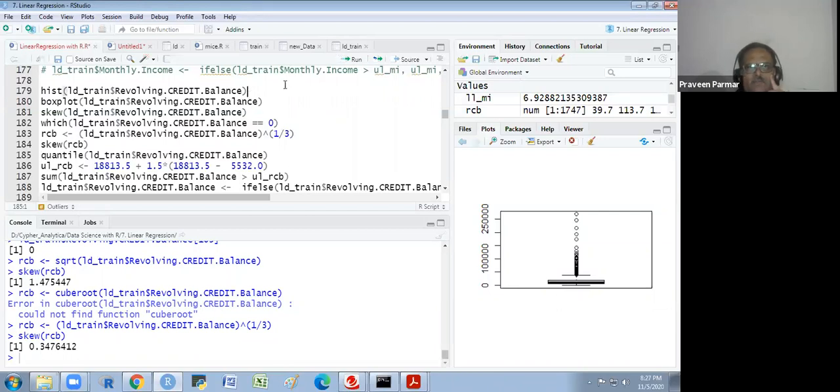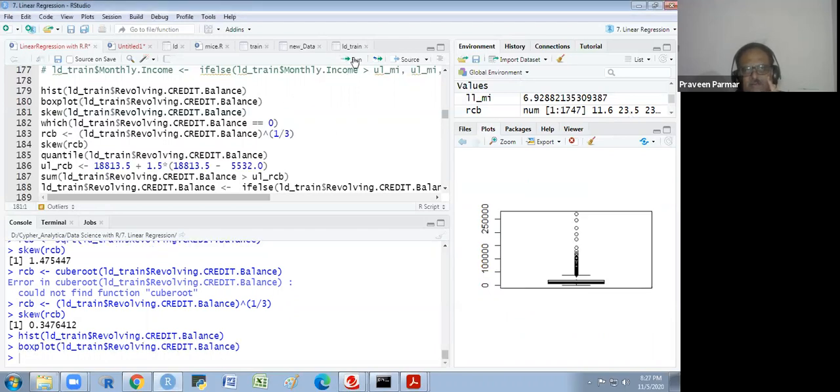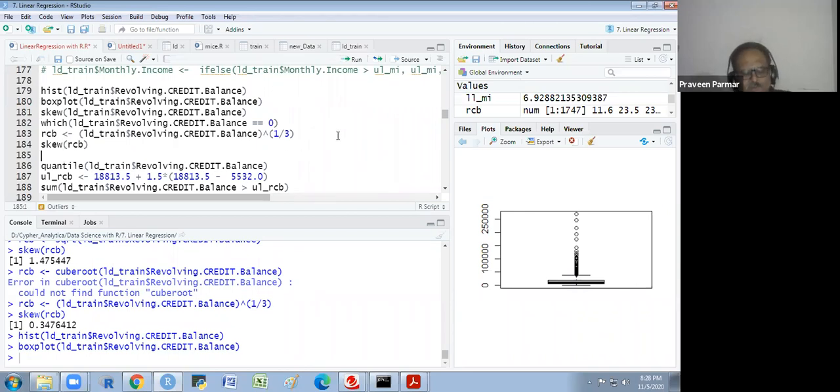And we see the histogram now. And we see the box plot. No, this is for our LD. We have not made it for this. We have to see it for the RCB. So for RCB we see the histogram.